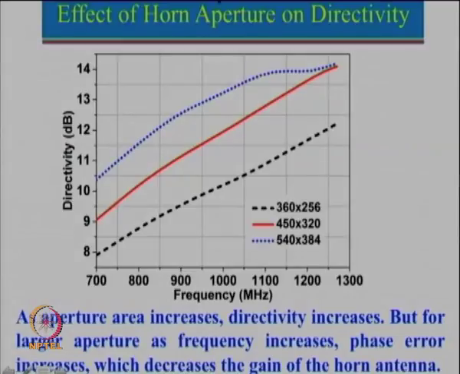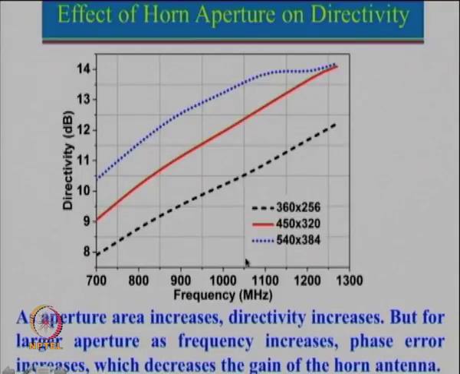Let's now look at the effect of the horn aperture on the directivity. Here we have kept the length fixed and the aperture dimensions are increasing: 360, 450, 540. But the aspect ratio has been kept constant. In this particular case, you can see the directivity curve for this dimension. If we increase the aperture dimension, we can see that the directivity is increasing.